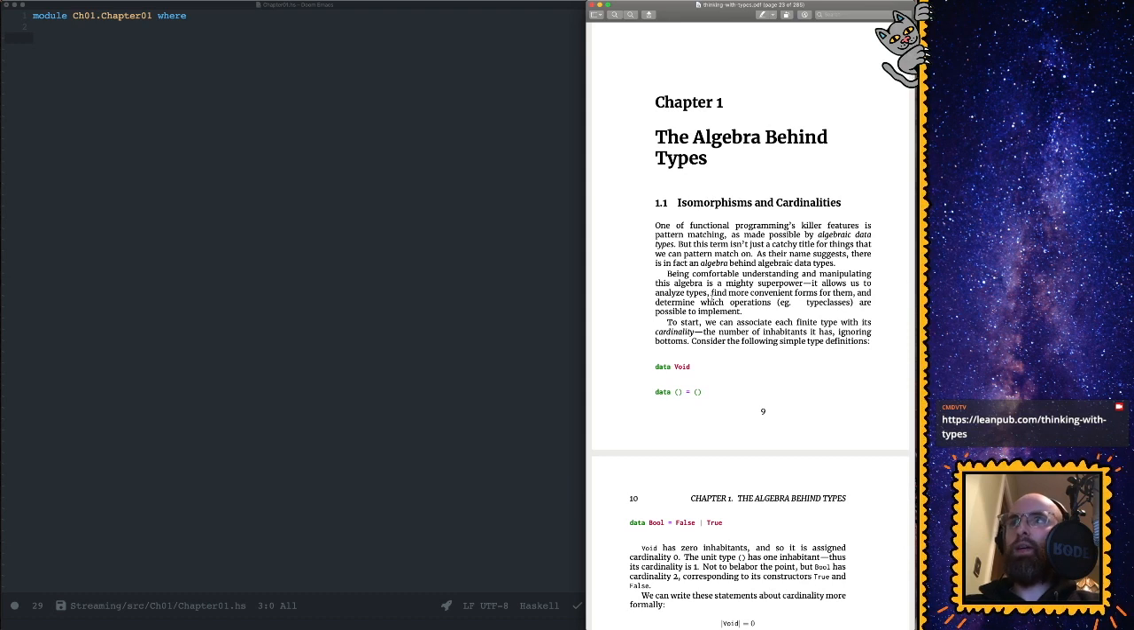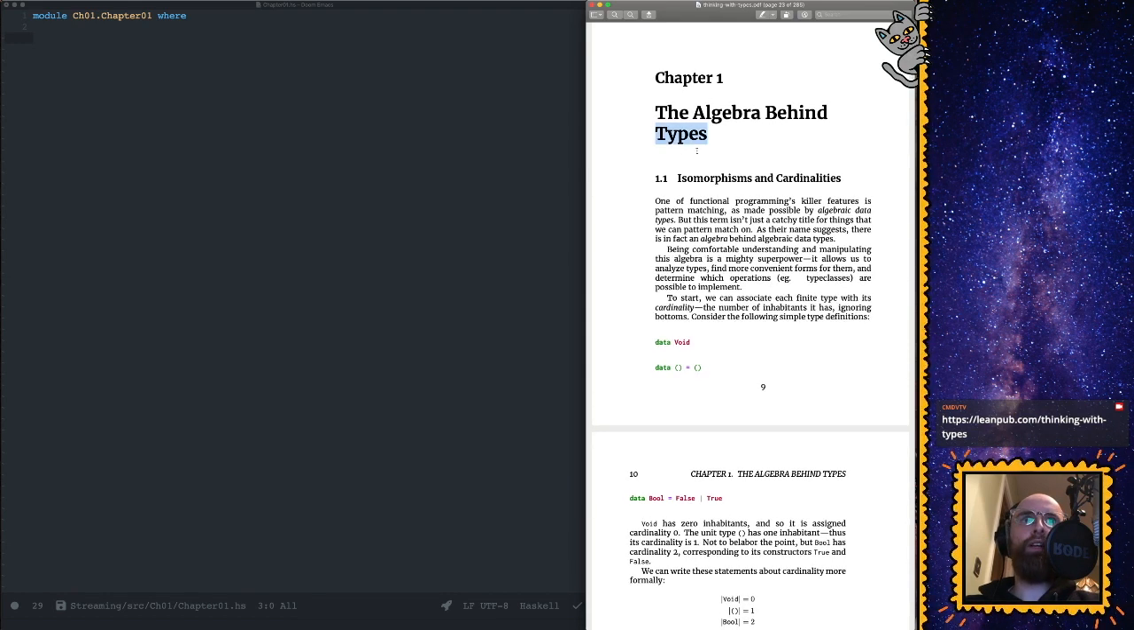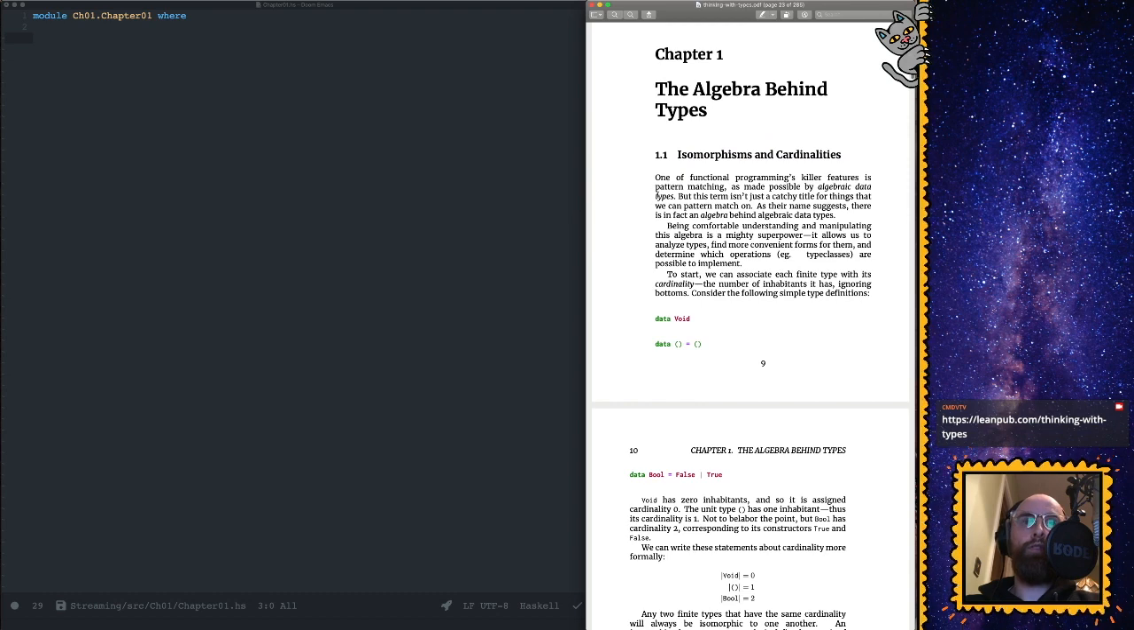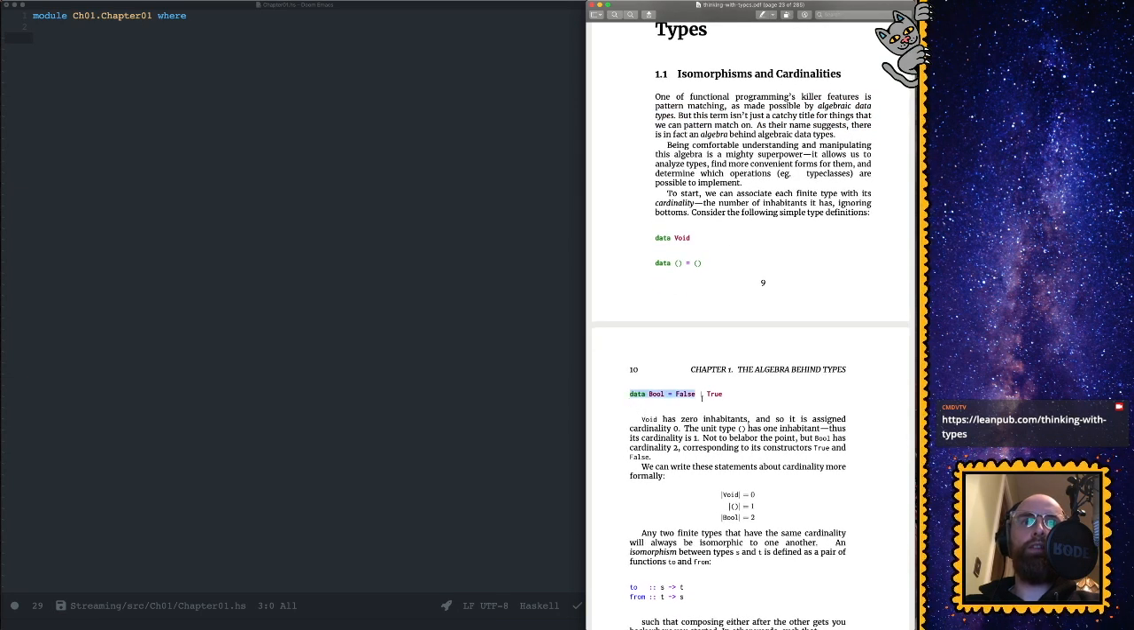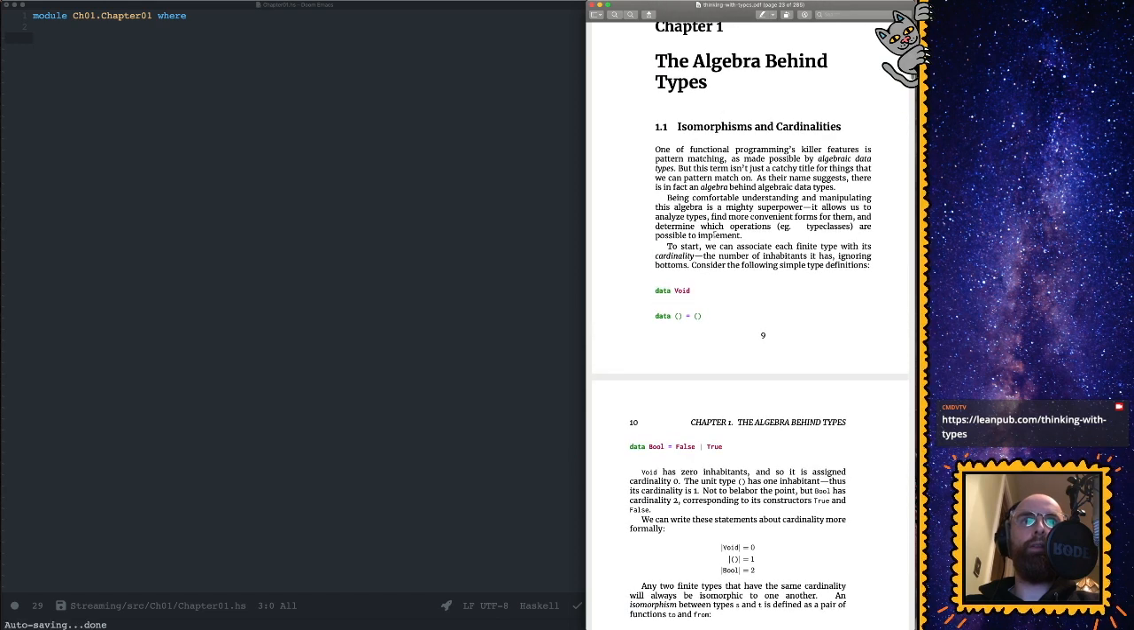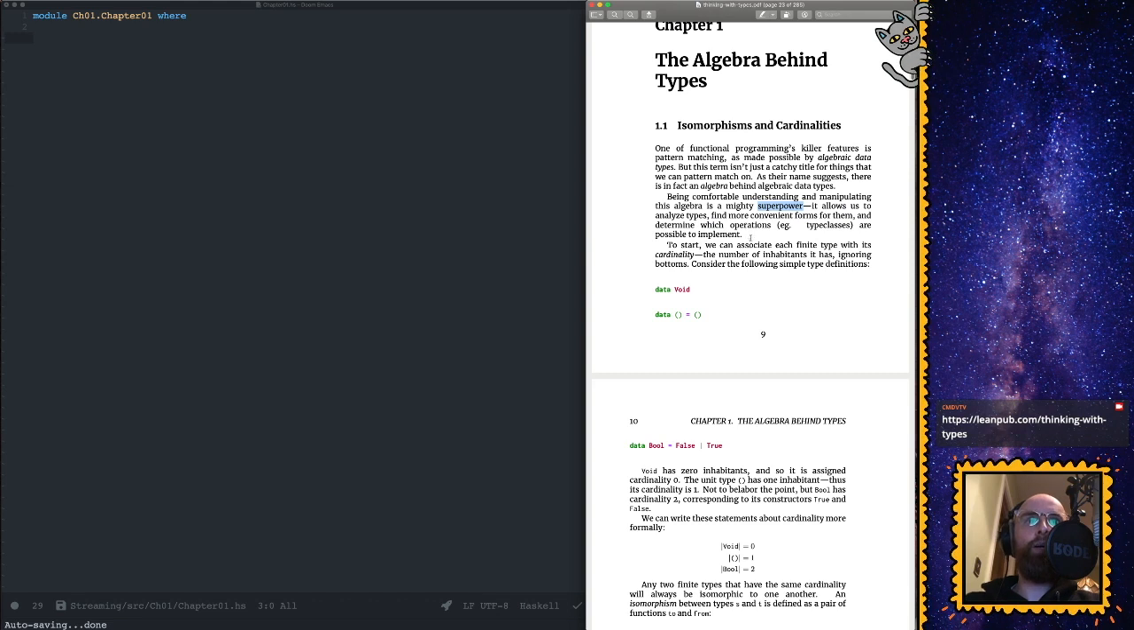So let's do it. We'll start here. The algebra behind types, isomorphism and cardinalities, which is cool. The killer feature is pattern matching, made possible by algebraic data types. When we say algebraic data types, it's literally one of those, or one of those. Being comfortable understanding and manipulating this algebra is a mighty superpower. It allows us to analyze types, find more convenient forms for them, and determine which operations, for example type classes, are possible to implement. So to start, we associate each finite type with its cardinality.